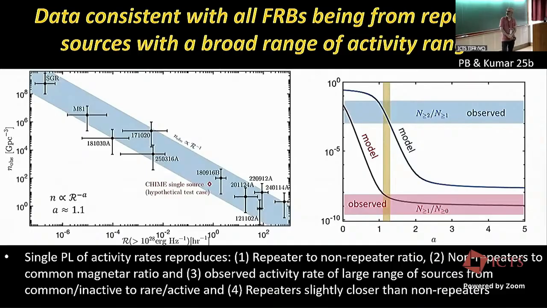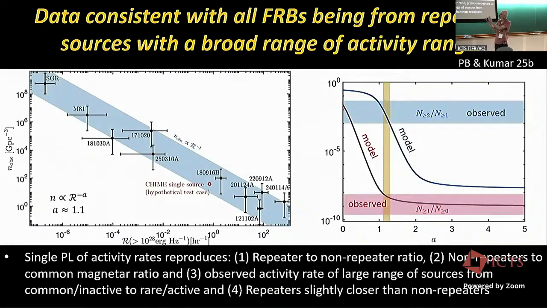And I will just move to the last thing that I want to say, which is that independently of this geometric picture, later in the year, just last month, we did another work, taking a very agnostic point of view and just asking, can all repeaters and non-repeaters be part of a single population? The key observation that we realized here is the following: if you look at the number density of sources as a function of the rate at a given energy, and it's important to do it at a given energy, of different sources, then you see this very nice anti-correlation between the two.